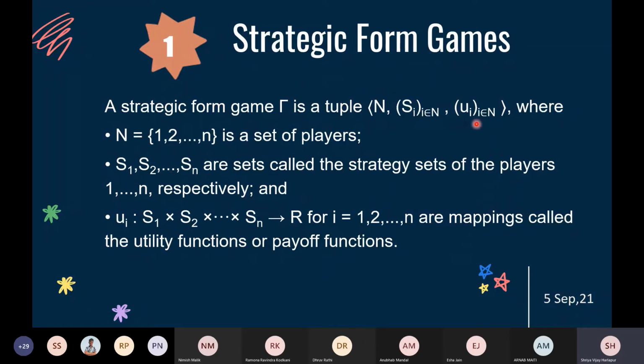And the next term is Ui. So Ui is a utility function or a payoff function. So it's a mapping from the set of all strategies employed by all the players in the game to a real number for that particular player. So U1 for player 1 would be, say, a mapping from S1 cross S2 cross all the way to Sn. Whatever strategies these people use, you have a sort of function for it, which is defined in the question or the problem, and you map it to a particular real number.